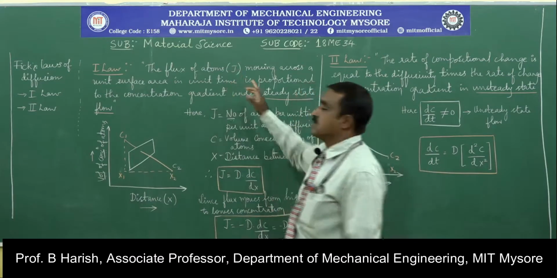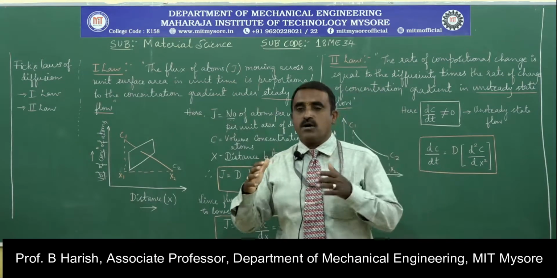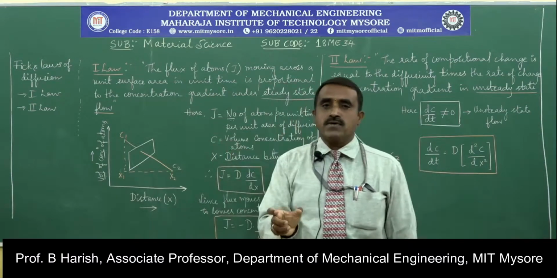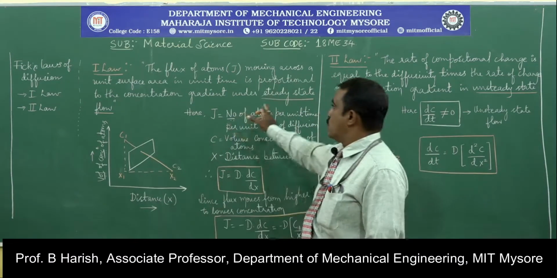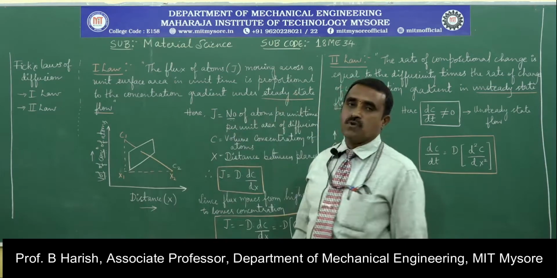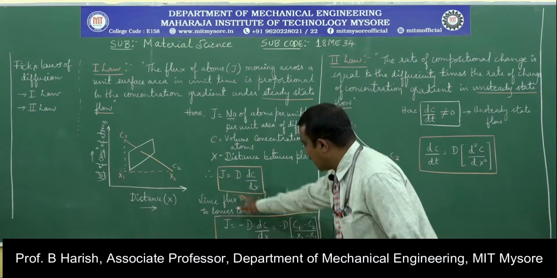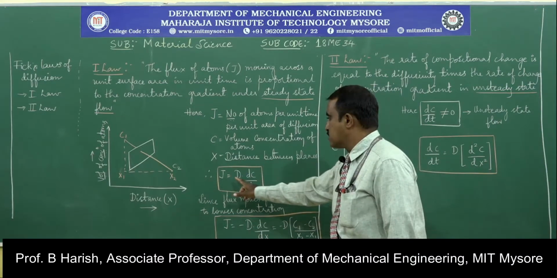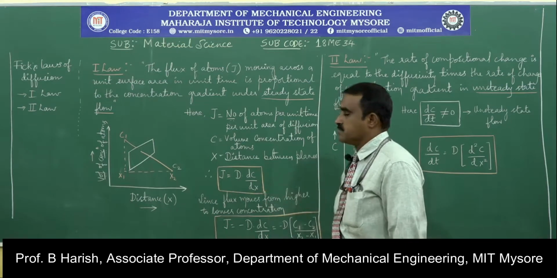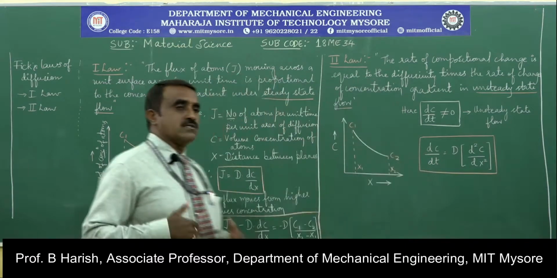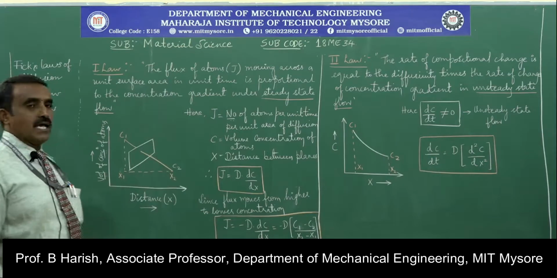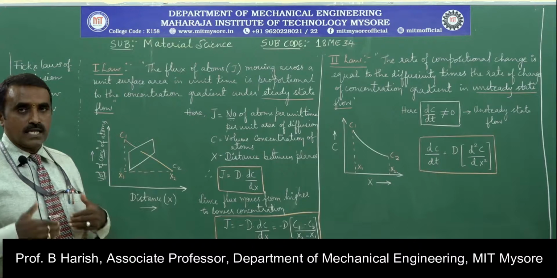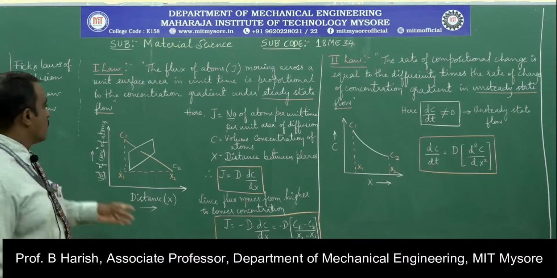So flux of atoms is the quantity of atoms moving across a unit surface area in unit time, and it is proportional to the concentration gradient. According to the statement, it is represented as J is equal to D into dC by dx. Now this concentration gradient is nothing but the amount of atoms moving through unit cross-section area in unit time.